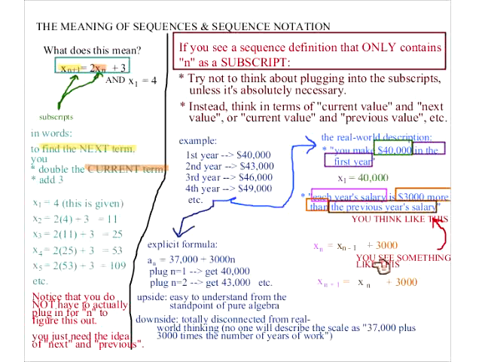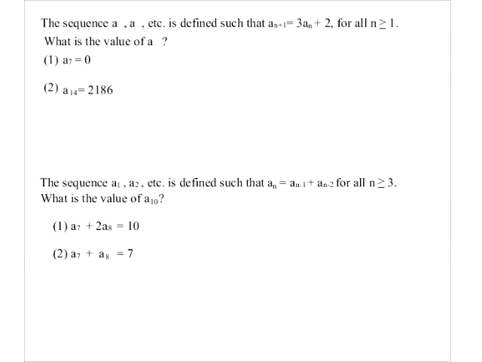Okay, let's take a look at some questions. So here are two data sufficiency problems. The first one is missing a couple of subscripts. Let's do something about that. This is A1, A2. And then this is supposed to say A10.